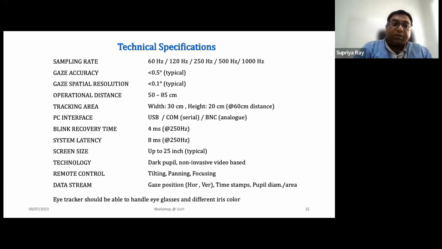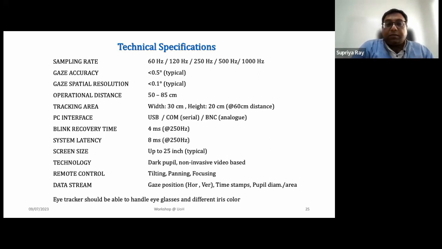The first thing is the sampling rate. Your eye tracker may have different sampling rates starting from 60 hertz, 120, 250, 500, 1000. It can even go up to 2000 hertz. But the thing is that less than 60 hertz will not be of great use, and going beyond 1000 hertz is probably extravagant. You do not need more than 1000 hertz even to study microsaccades.